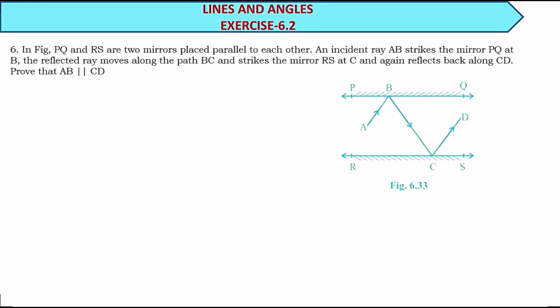Last question of this chapter is, in the figure, PQ and RS are two mirrors placed parallel to each other. An incident ray AB strikes the mirror PQ at B. The reflected ray moves along the path BC and strikes the mirror RS at C and again reflects back along CD. So you have to prove that AB is parallel to CD. So here you need to use the concept of physics to solve this sum.